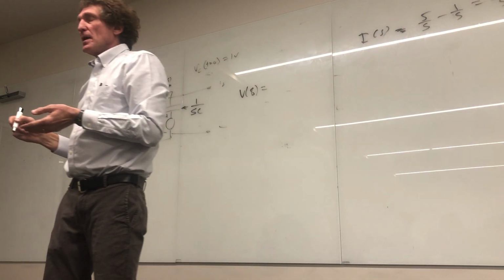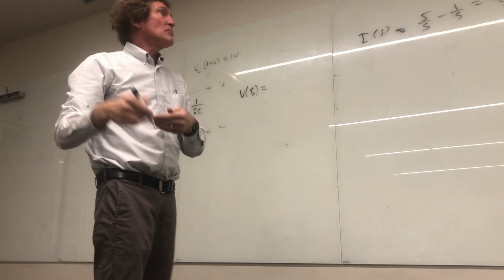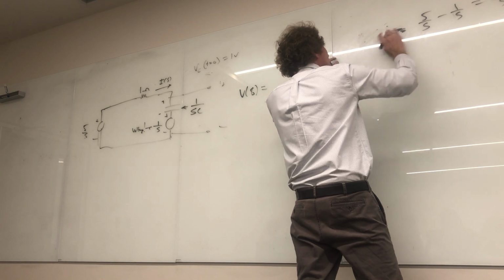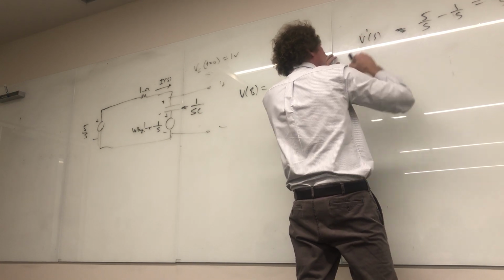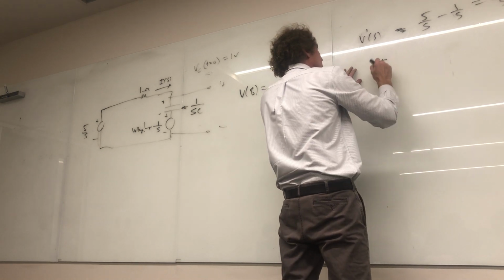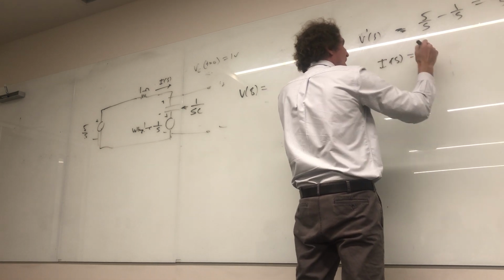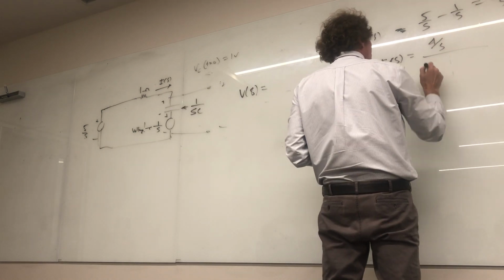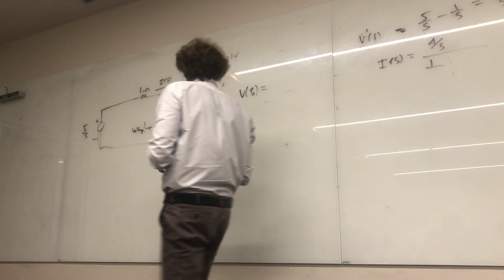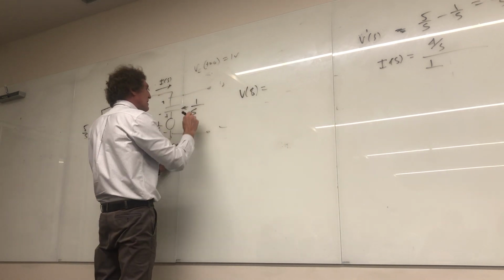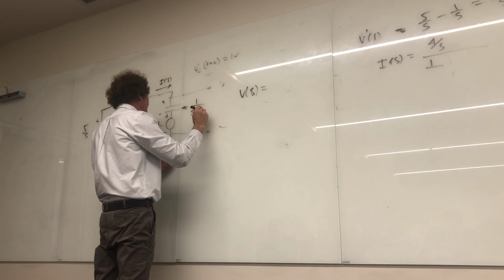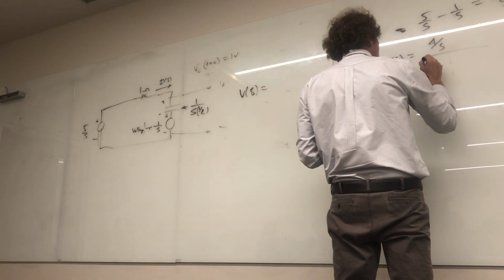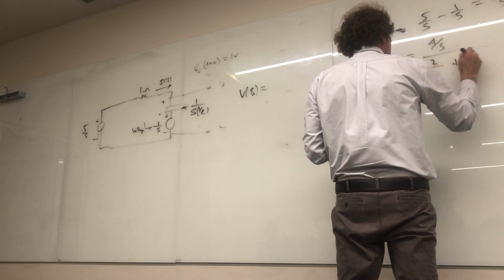Agreed? Now, what's opposing this? This is not I of S, it's actually the voltage. I'll call it V prime of S. That's the voltage driving it. The current I of S would be equal to that 4 over S, the net voltage, divided by 1 over SC. I'm going to make C equal to a half. I said it was 1/2 somewhere. So that would be 2 over S plus 1.